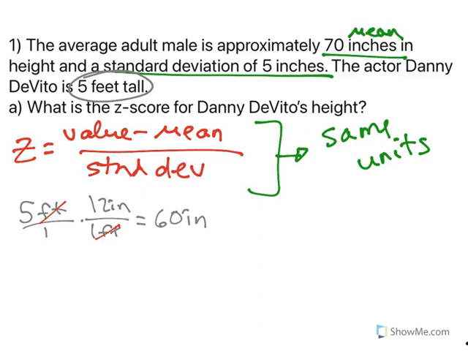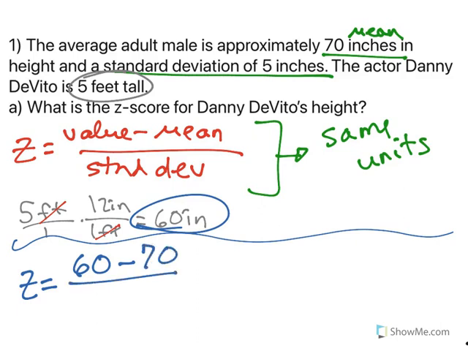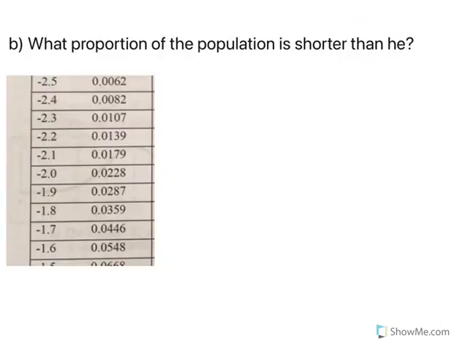So that means now we have everything in inches. So now I can throw it in and say, all right, z-score is the value, which is Danny DeVito. So 60 minus the mean, which is 70, divided by the standard deviation of 5. If you put this all in your calculator at one point, make sure you put parentheses around your numerator because, order of operations, you do your numerator first. So negative 10 divided by 5 gives me a z-score of negative 2 for our friend Danny DeVito.